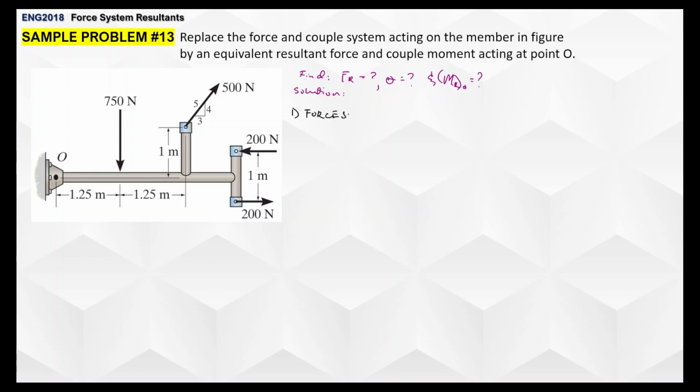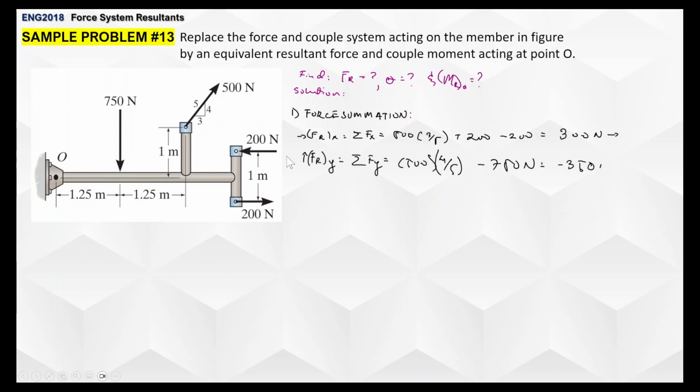So first thing we gotta do is, of course, force summation. How do we do that? We get the summation of all the x forces and the summation of all y forces accordingly. Let's start with the x. So we have here 500 newtons, and then we have its slope triangle relation here. So the horizontal force here is 3 over 5 times 500. So we got that. And it's going to the right, so it's positive. What else? We have 200 newtons going to the right and 200 newtons going to the left. So that's going to be canceling out. And that's pretty much it. So we have here 300 newtons.